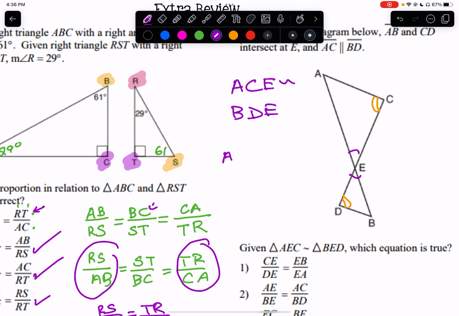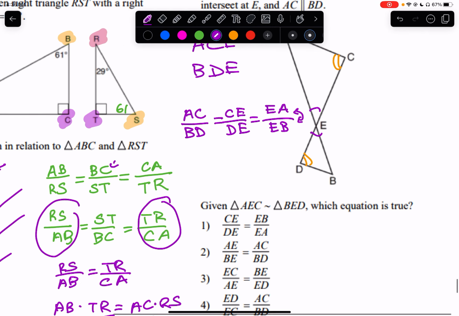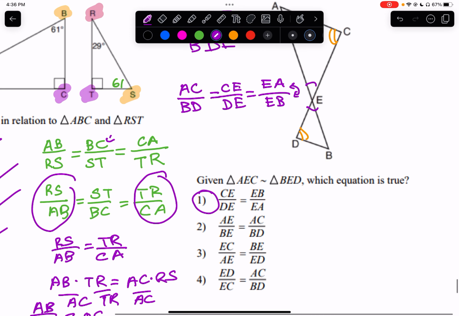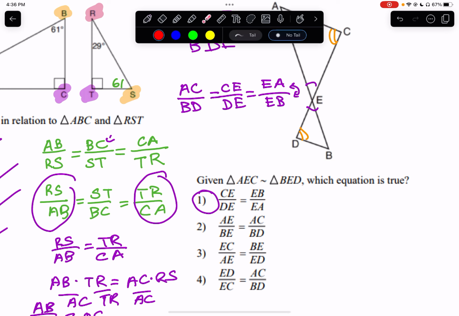Now I can write out my keys from the proportions because I know that they're similar. So AC over BD is equal to CE over DE, which is equal to EA over EB. And the order can be flipped for these two. So let's look. CE over DE is equal to EB over EA. This one so far does not look correct. Let's check the others. AE over BE, so we're looking at this guy, is equal to AC over BD. That is correct.